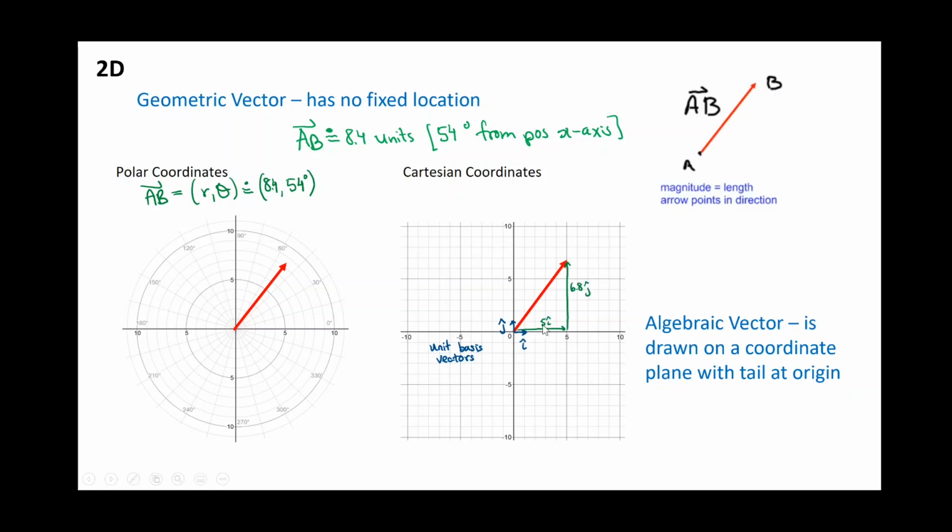So if you were to stretch out i hat by size 5 and add that to a vector of j hat stretched out by roughly 6.8, because you can see it's not really at 7 right there, then this green vector plus that green vector will actually give you the red vector. So the vector b could also be quoted as 5i hat plus 6.8j hat.